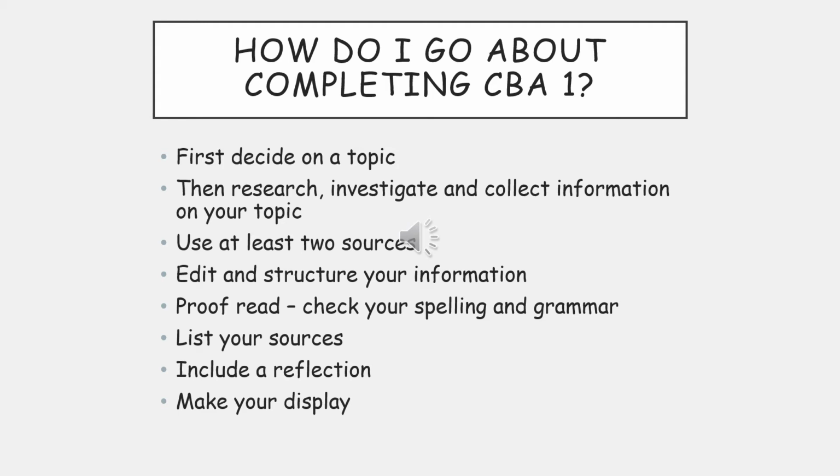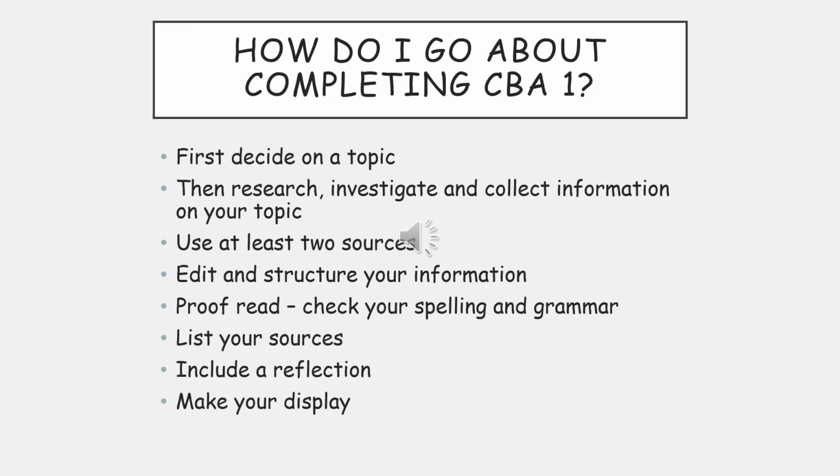So now we're getting into the real crux of how I go about completing the CBA. As mentioned already, you'll discuss your research, you'll investigate your topic, you will find your topic, and then you will begin to collect information on this topic. You will use at least 2 sources. You'll edit and structure information as you move along. You'll take down information from these sources and you'll edit and structure it into a nice display.